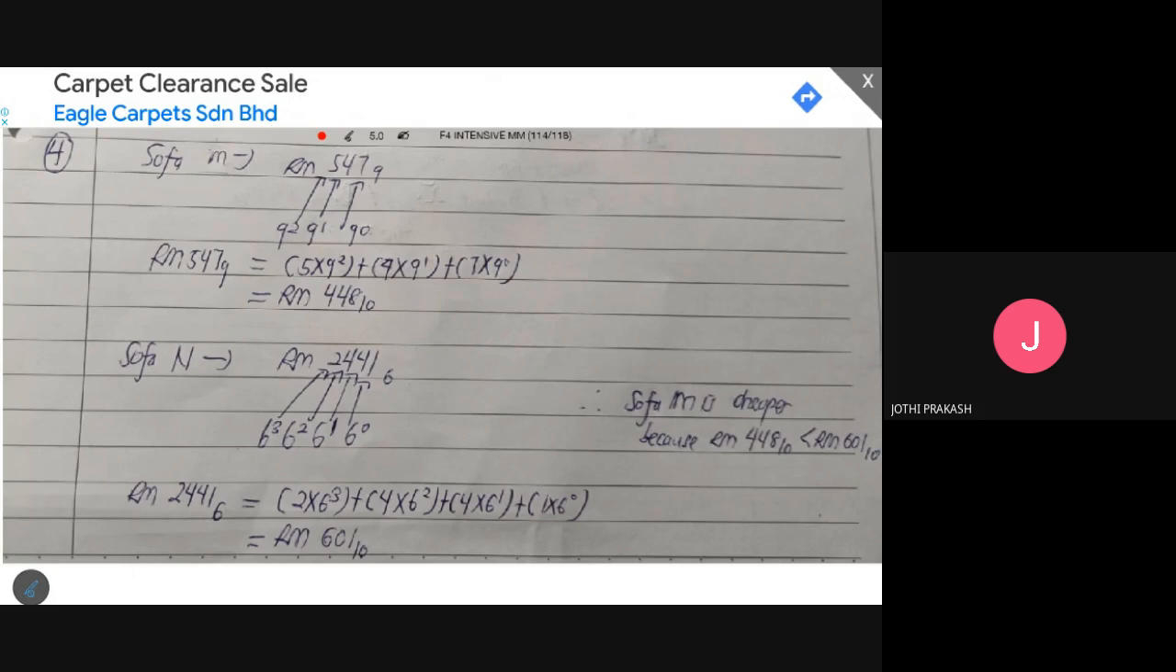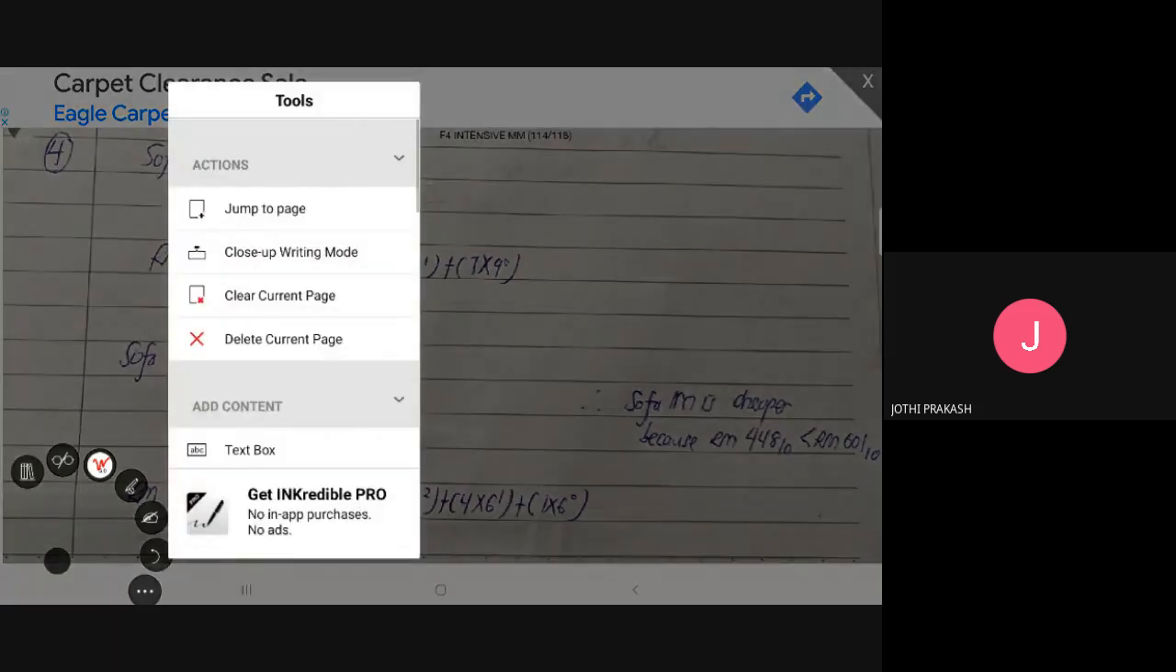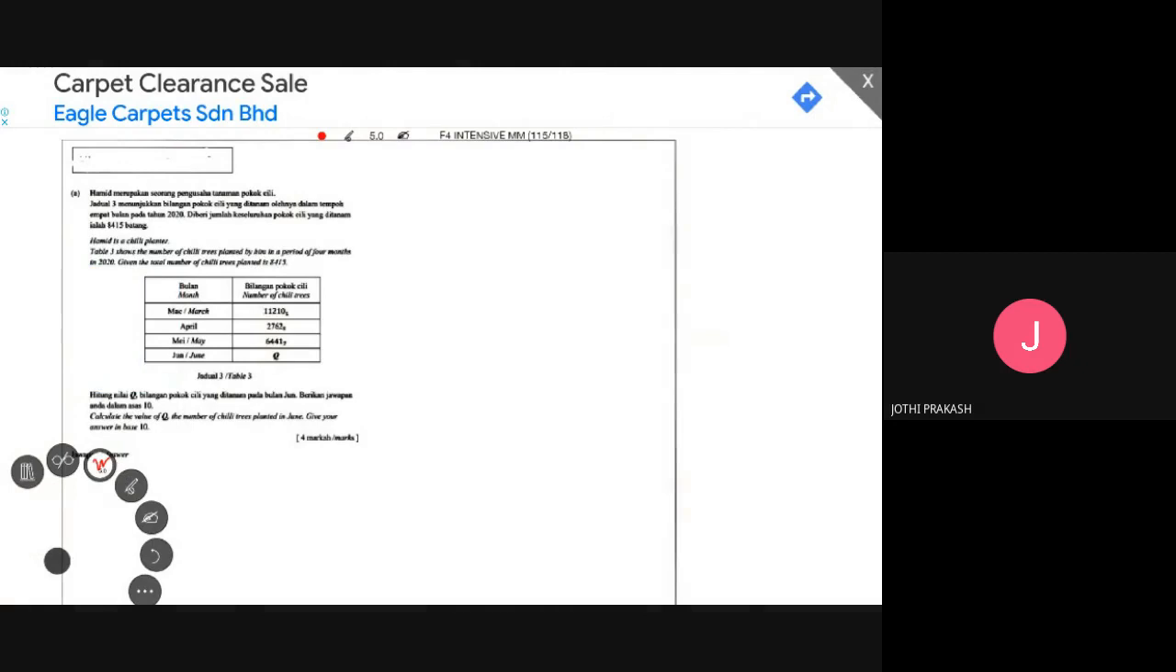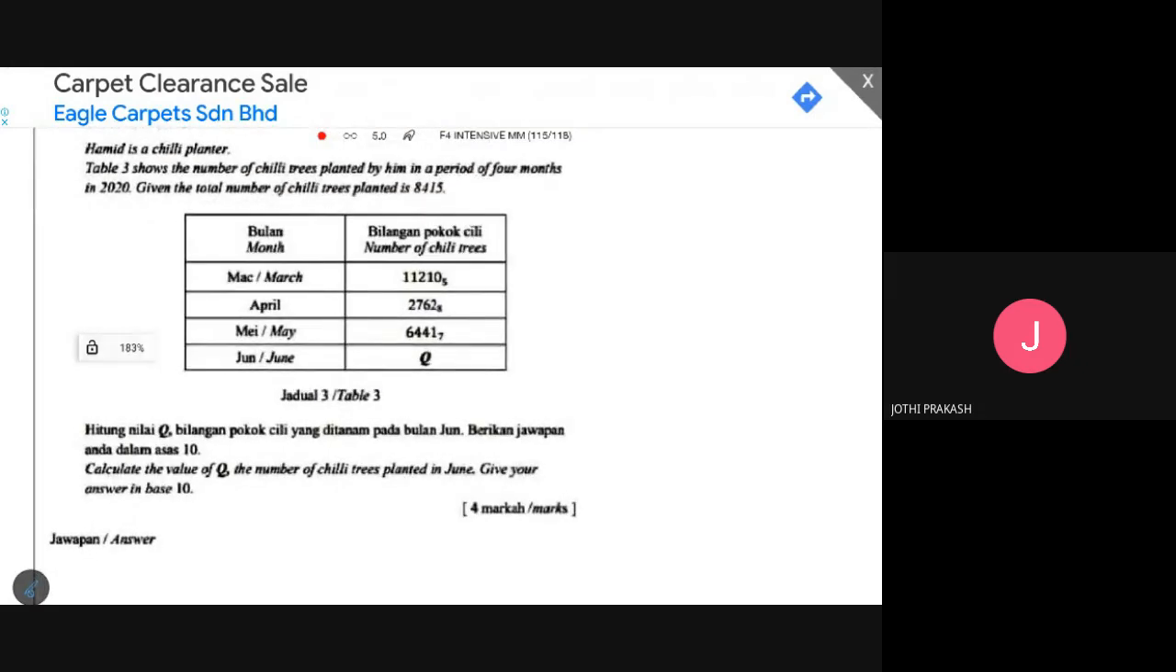Okay, so can you understand this question guys? Boleh faham soalan struktur ni? After this last question already. Soalan terakhir. Understand or not guys? Before we go for the last one. Okay, boleh. Come, last one.